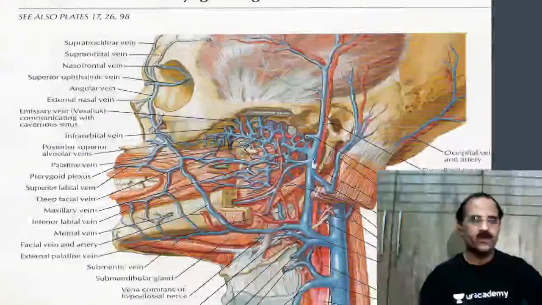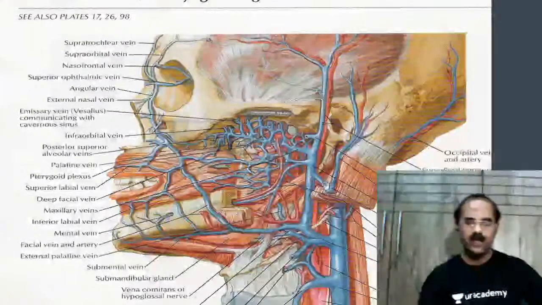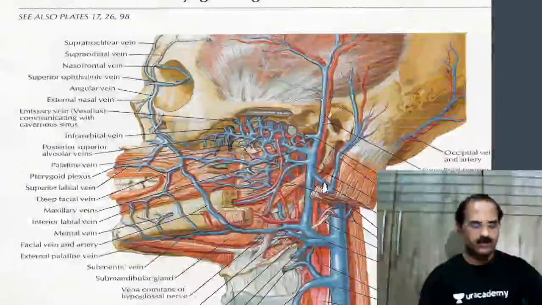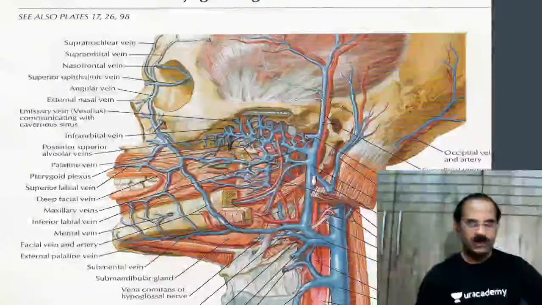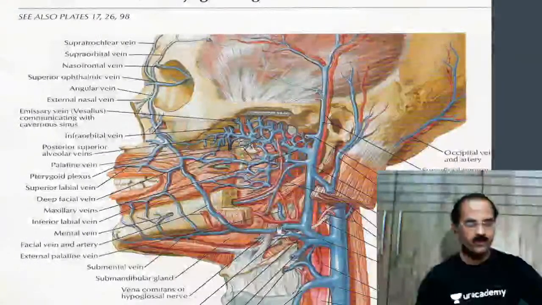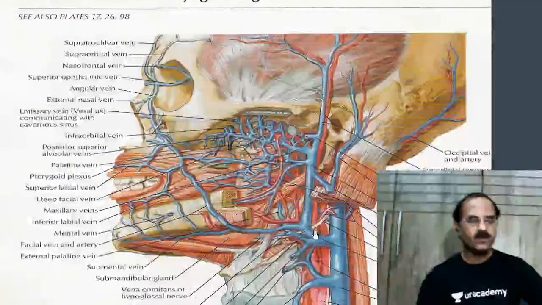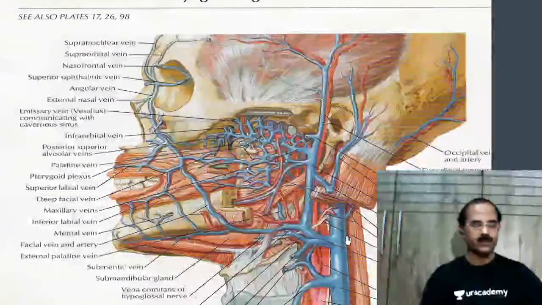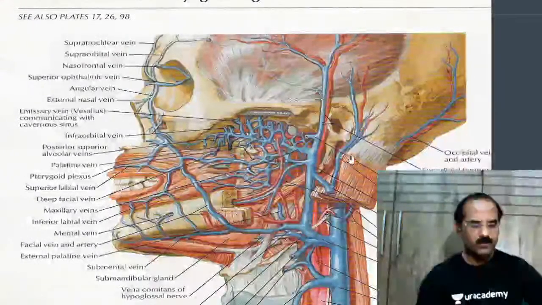That's the retromandibular vein. The retromandibular vein divides into anterior and posterior divisions. The anterior division of the retromandibular joins with the facial here. And this is the common facial vein, and this common facial vein drains into the internal jugular vein.